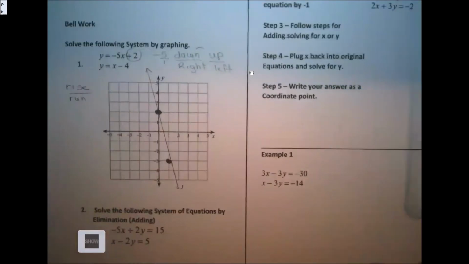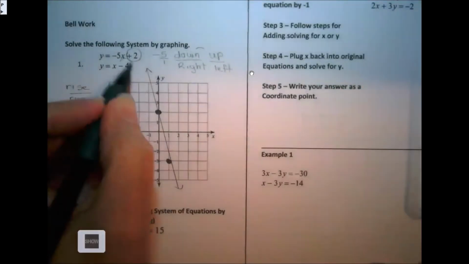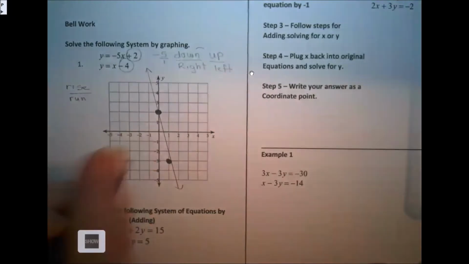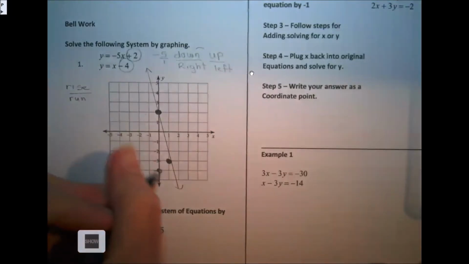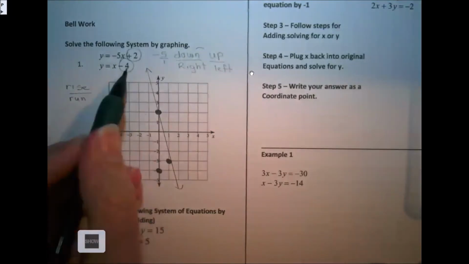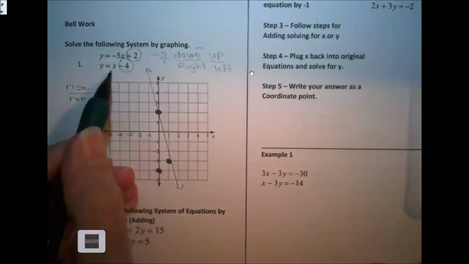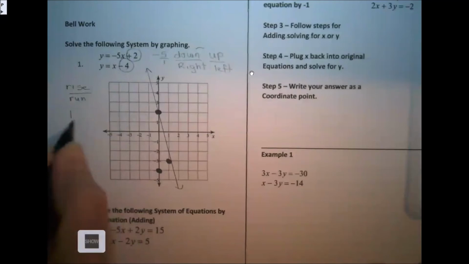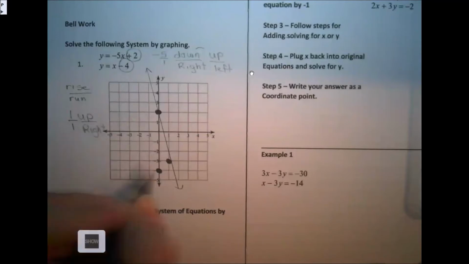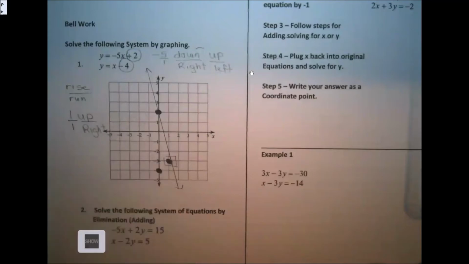So now I'm going to do the next one. My starting point again is the number by itself. It's at -4. I'll put my dot at -4. Nothing in front of this x means that it's an imaginary 1. So it's going to be 1 over 1. So that means it's up 1, right 1. So it means I'm going to go up 1, right 1. Well, right there, I've already got my answer.